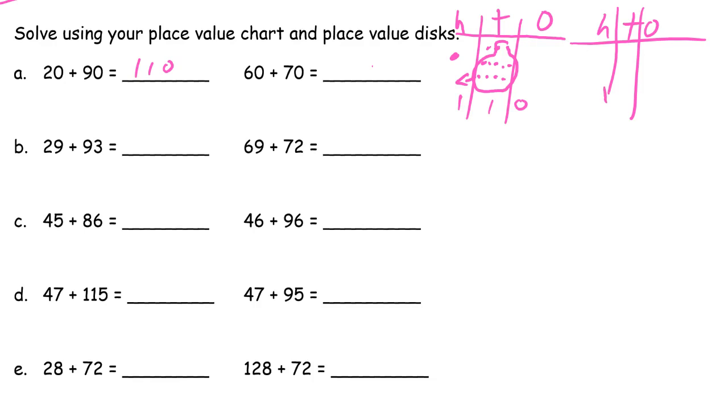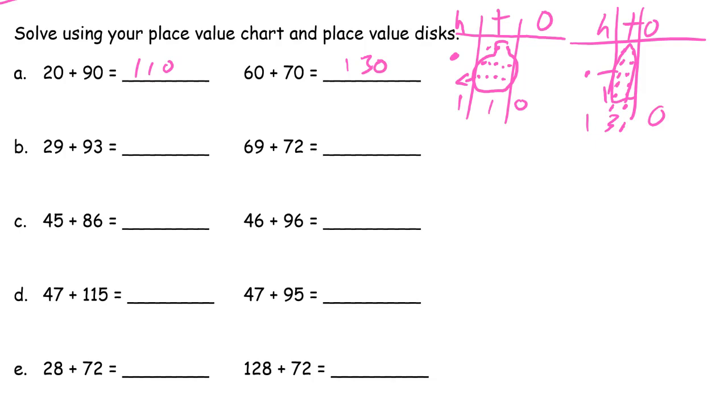And then this is just going to be really silly. 60 plus 70. 1, 2, 3, 4, 5, 6. 1, 2, 3, 4, 5, 6, 7. And these 10 tens here will make 100. And you can see there's 3 left over for 130.